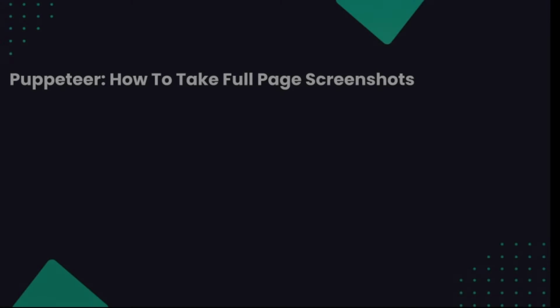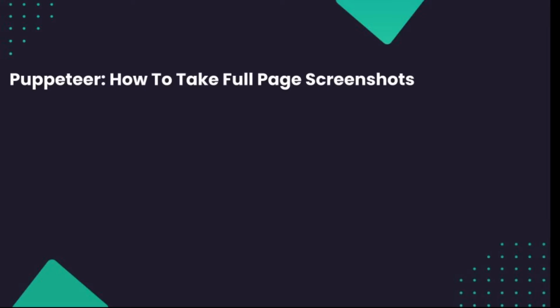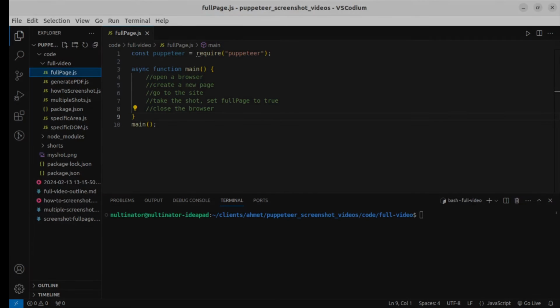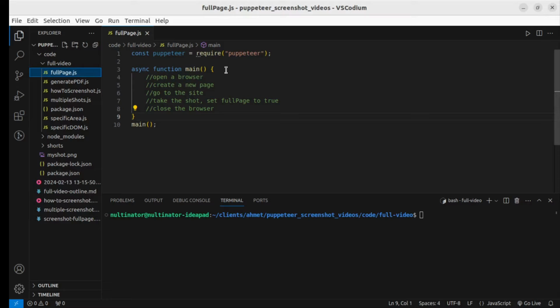In this section, we're going to be learning how to take full page screenshots. This is incredibly useful if you're trying to scrape data off of a large page. Okay, so next up, we are going to be taking a full page screenshot with Puppeteer. Once again, we import Puppeteer with const puppeteer equals require puppeteer.